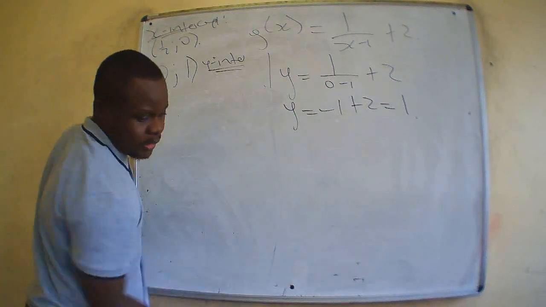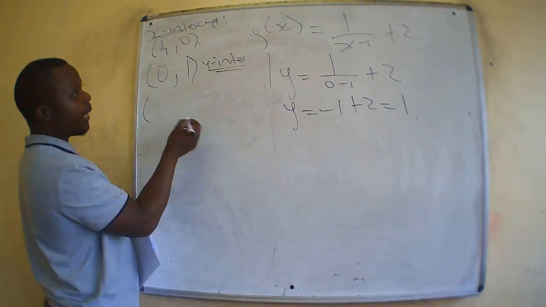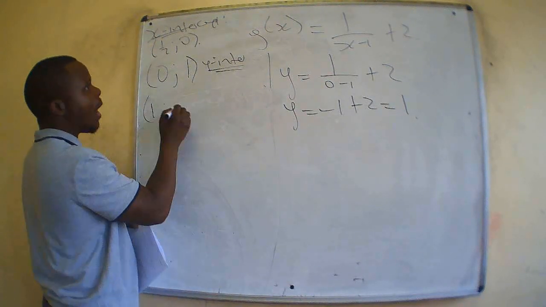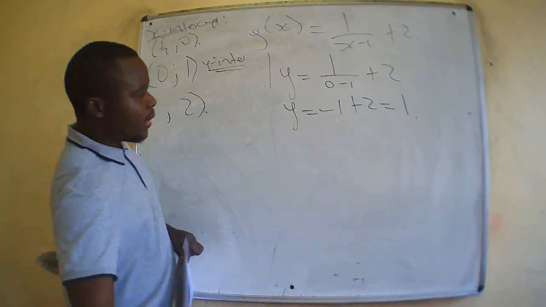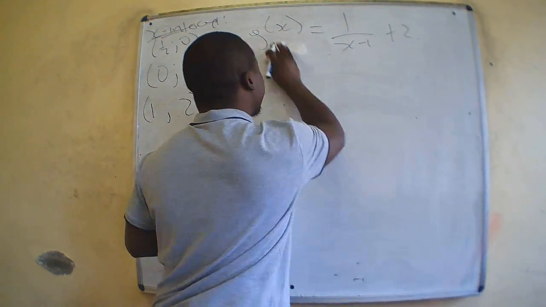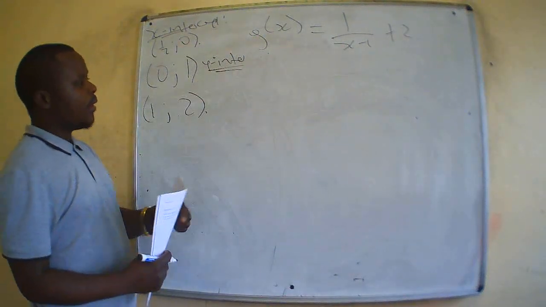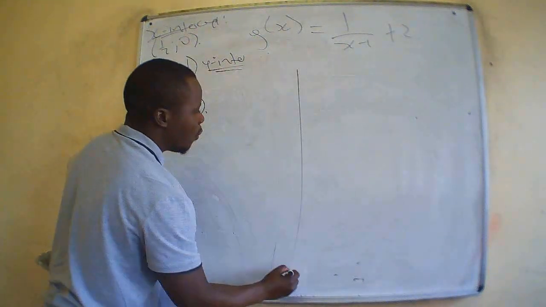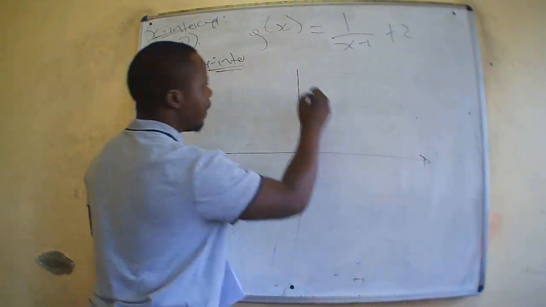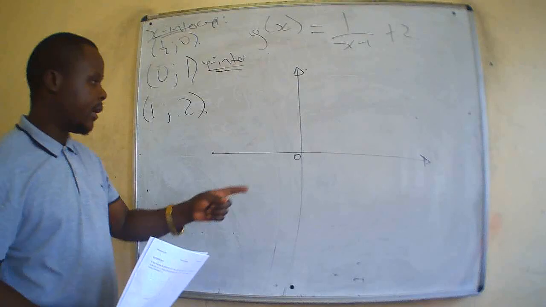Since we have gathered all this information now, with our asymptotes x equals 1 and y equals 2, let us create enough space so that we can make a drawing of this. To draw our graph, we are going to have our x-axis and our y-axis, and this is our origin.